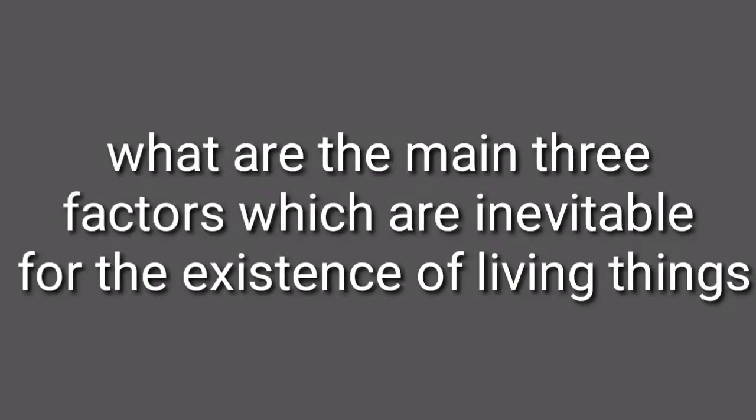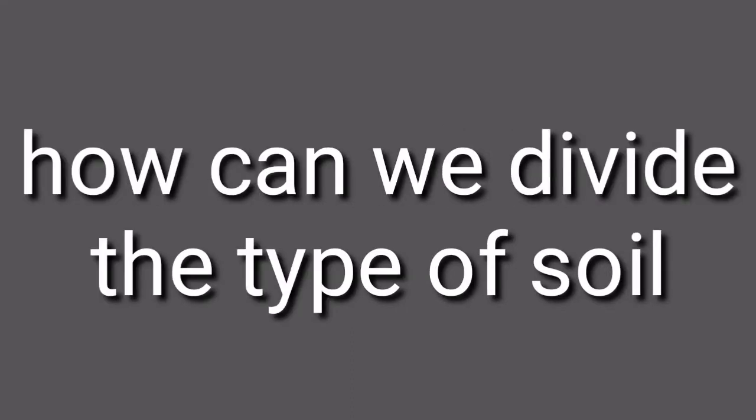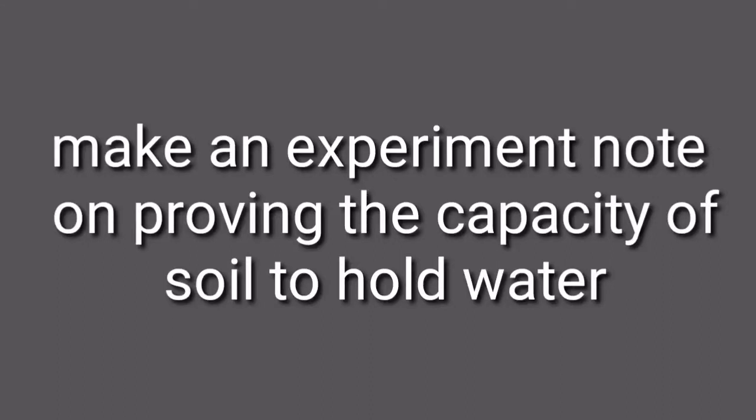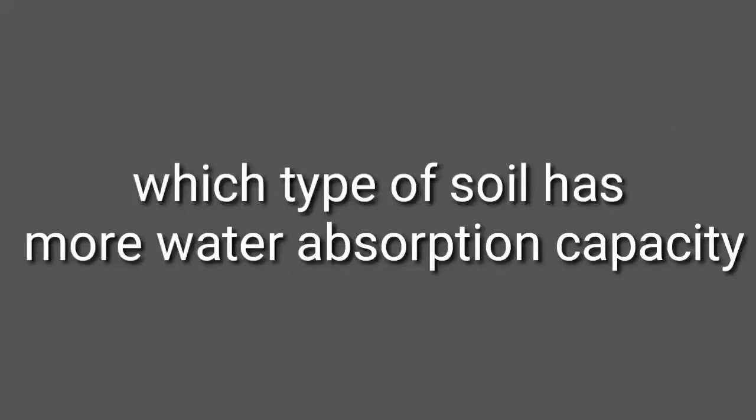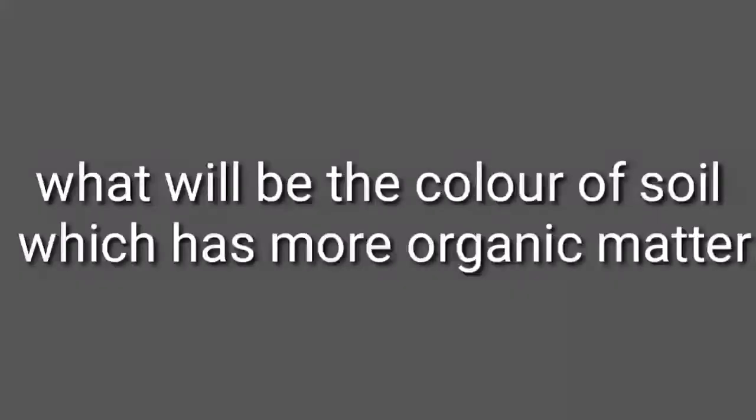Now let us go through some questions. Question number 1. What are the main 3 factors which are inevitable for the existence of living things? 2. How do birds make use of soil? 3. How can we divide the type of soil? 4. Make an experiment note on proving the capacity of soil to hold water. 5. Which type of soil has more water absorption capacity? 6. How do we know the organic content in the soil? 7. What will be the color of soil which has more organic matter?